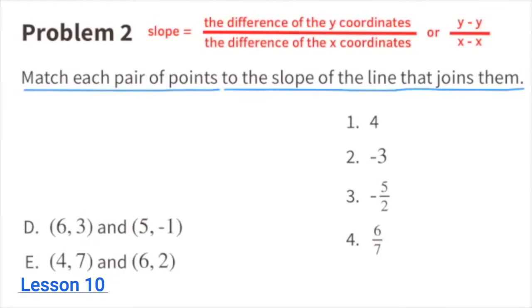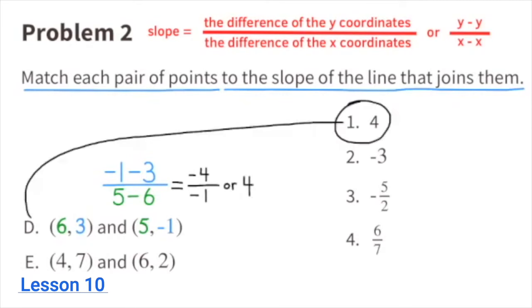D. Negative 1 minus 3 over 5 minus 6. Negative 1 minus 3 equals negative 4, and 5 minus 6 equals negative 1. Negative 4 divided by negative 1 equals positive 4. The slope of this line would be positive 4.